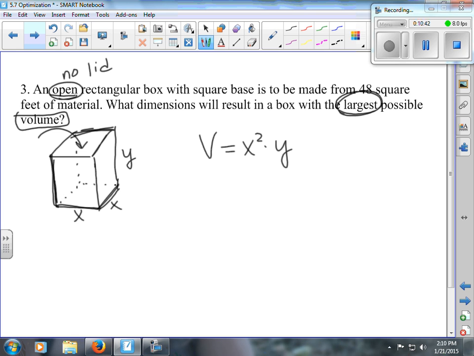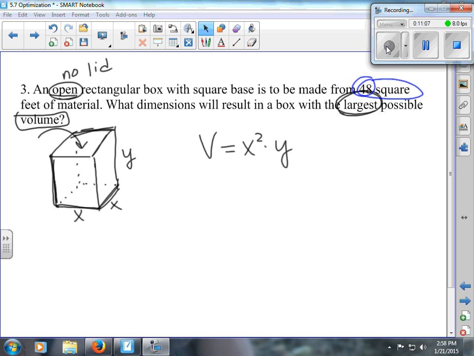My problem is that I have this equation in terms of two letters, both x and y, so I have to eliminate one. All right, so let's find our secondary equation, which is a constraint equation. There's one other number up here. It says 48 square feet of material. I have 48 square feet of material. And so that would describe my surface area.